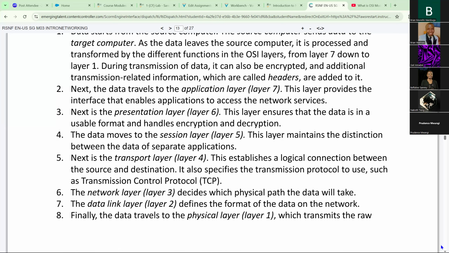Then next is the transport layer, which is layer 4, a very important layer. This establishes a logical connection between the source and destination. It also specifies the transmission protocol to use.